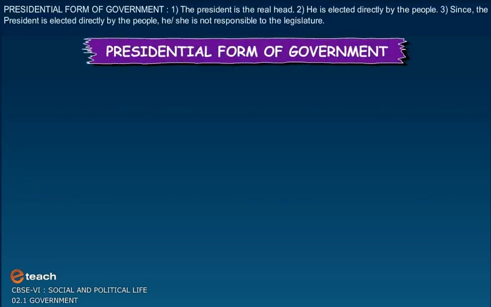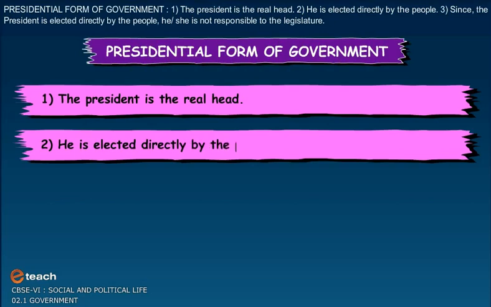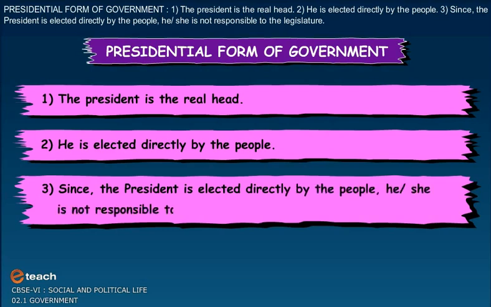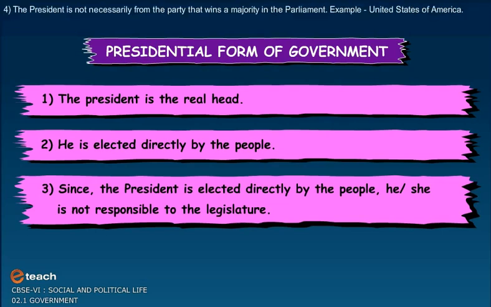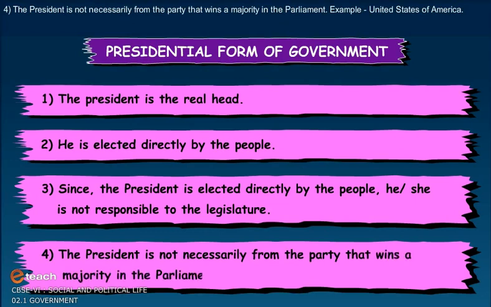Presidential form of government. 1. The President is the real head. 2. He is elected directly by the people. 3. Since the President is elected directly by the people, he or she is not responsible to the legislature. 4. The President is not necessarily from the party that wins a majority in the Parliament. For example, United States of America.